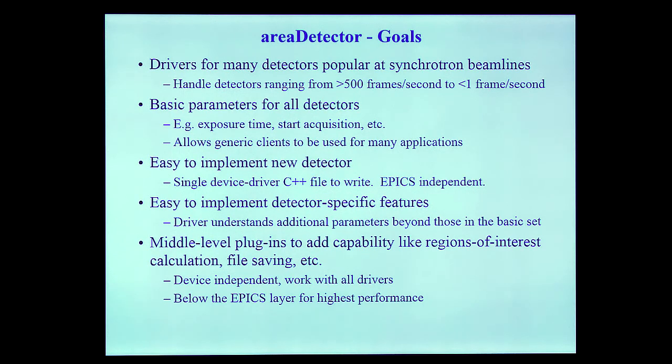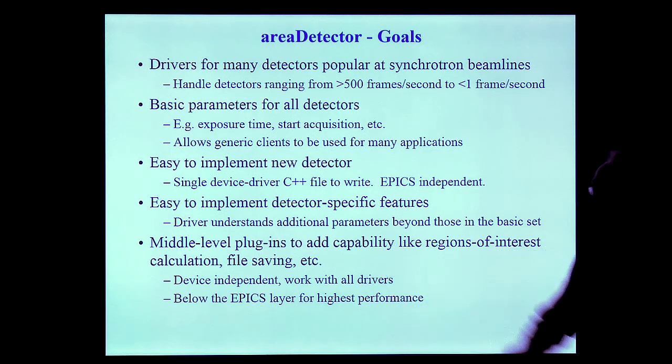There's basically just one C++ file to write. It's essentially EPICS independent. And importantly, we wanted to be able to implement the features that are specific to a particular detector, because every detector is different. It's got features you want to take advantage of. So we didn't want just a least common denominator interface that could only do the things that every detector can do, which I would say is kind of how the EPICS motor record is written. You can only do the things with the EPICS motor record that you can do with virtually any motor. It doesn't really take advantage of the features of sophisticated controllers.